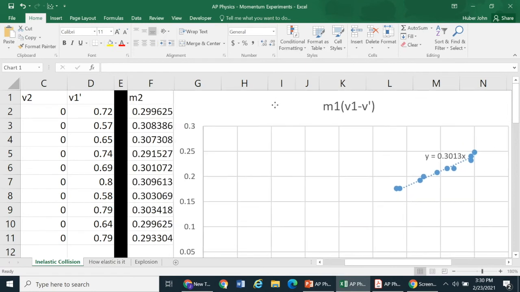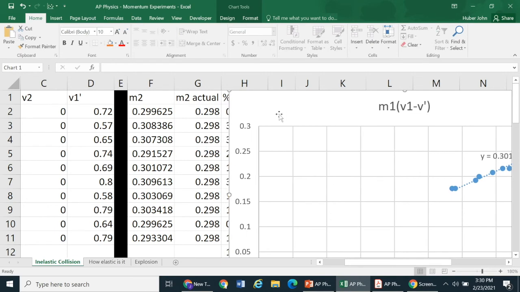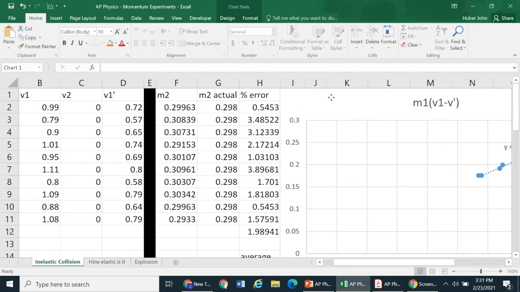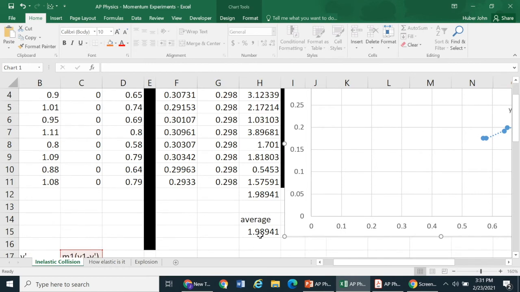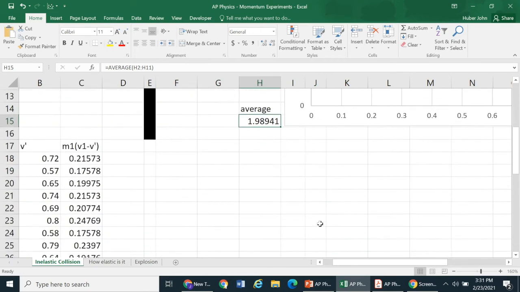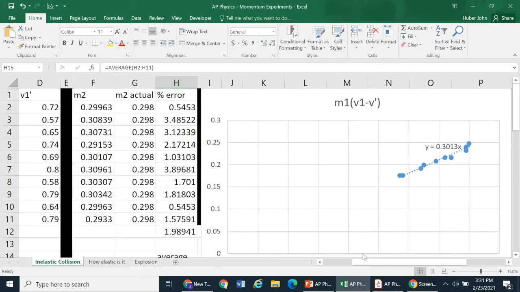And if you look at my data, if I actually calculated M2 individually for each trial, it would look like this. Notice it's all around 0.3 kilograms. The actual mass I had was 298 grams. So the slope of my line was about 301 grams. So notice that's pretty close. That gives me approximately an average experimental error in measuring this mass of less than 2%. And that's pretty cool because that's like a nice little efficient experiment that you can do, which gives you the mass of this cart pretty easily here.